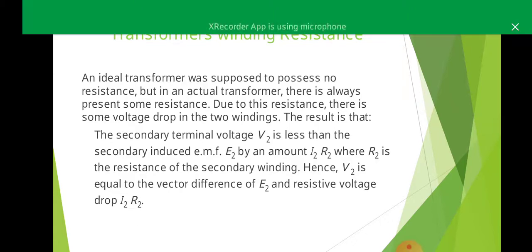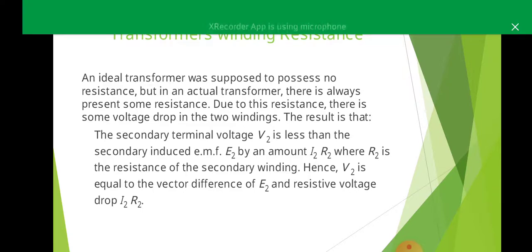Now we are moving towards the practical transformer. In this case, first of all, transformer winding resistance. As we have studied, in an ideal transformer there is no resistance, but in an actual transformer there is always some resistance. Due to this resistance, there is some voltage drop in the two windings, meaning the primary and secondary winding.